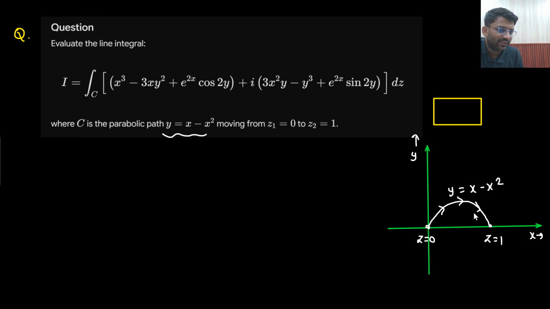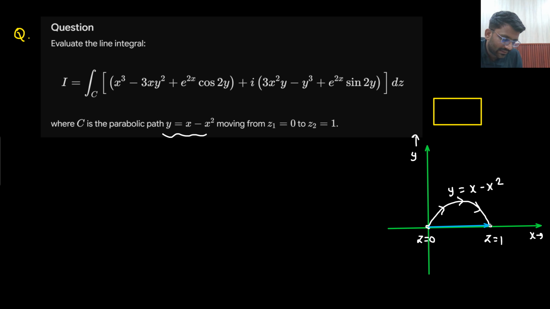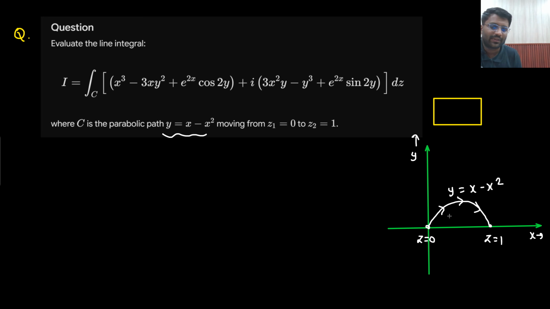So instead of moving on this path, what we will do? We will move on this particular path. Say yes or no. Are you agreeing to this point? Instead of moving on this particular path, we will move on this path, and this we can do only when it is analytic. Let's say this is your path C, but I will make the path C1. So let's check if it is analytic or not.